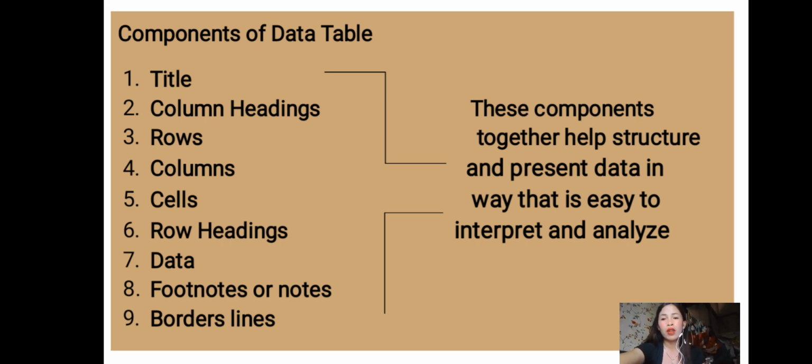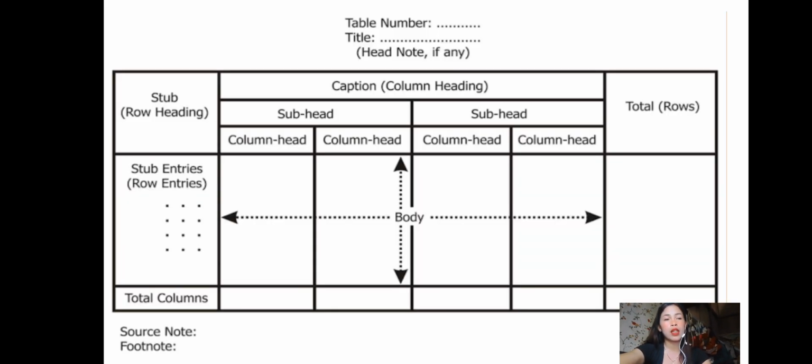So in a data table, it has title, column headings, rows, columns, cells, row headings, data, footnotes or notes, border lines. So these components together help structure and present data in ways that are easy to analyze and interpret. So makikita natin sa example na ginawa ko here, makikita mo ang column headings, title, rows, cells, and data.